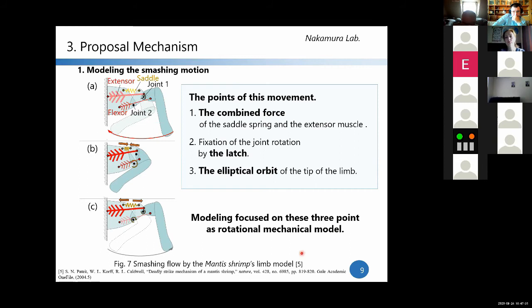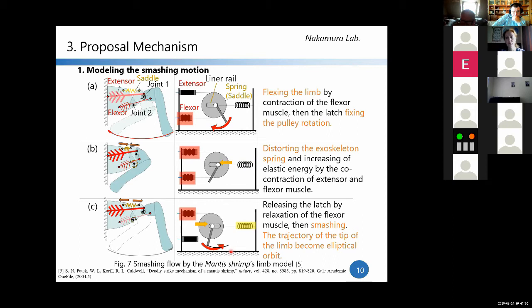Figure 7 shows the proposed model. This model is a rotary system that is easy to incorporate as a mechanical element. The exoskeleton spring is constructed as a tension spring. Muscles and springs act on the pulley by tendon. The pulley is translatable in the horizontal direction. And by contracting the flexor muscle, the latch locks the pulley rotation.